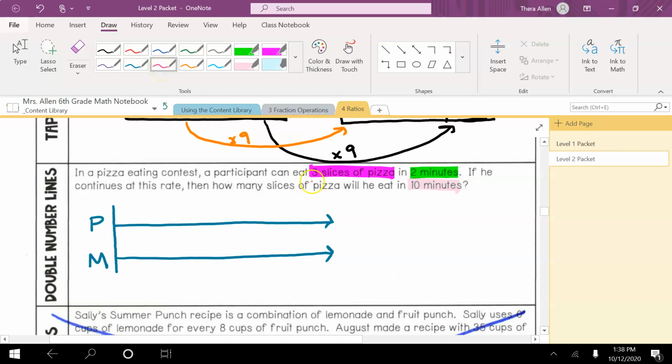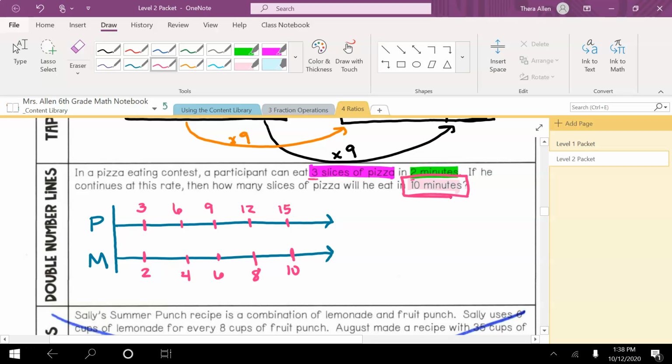And now I know with my original ratio that the participant can do 3 slices of pizza every 2 minutes. And that is crazy. And then, so I can keep going. I have 6 slices every 4 minutes, 9 slices every 6 minutes, 12 slices every 8 minutes, 15 slices every 10 minutes. And I stop there because I really don't need to go any farther.